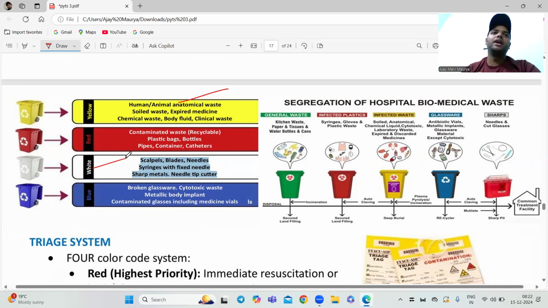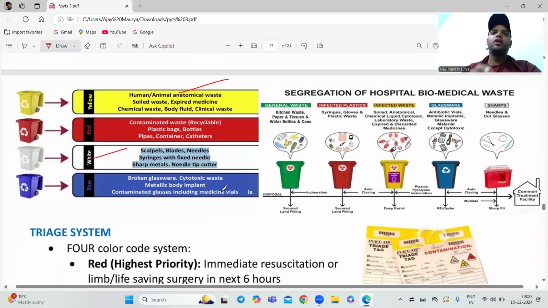See, white is for sharps, like a scalpel. Scalpel blades, needles, syringes with fixed needle, sharp metals, needle tip cutters go in the white one. B for blue, B for broken. Broken glass waste, cytotoxic waste, metallic body implants you have to put in the blue boxes. Okay?